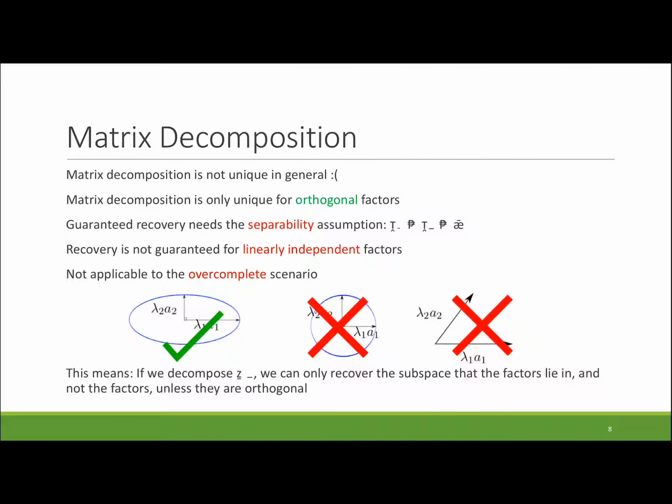But what is the problem? The problem is that matrix decomposition is not unique in general, right? It is only unique if the factors of the decomposition are orthogonal, and the factors are separable, right?